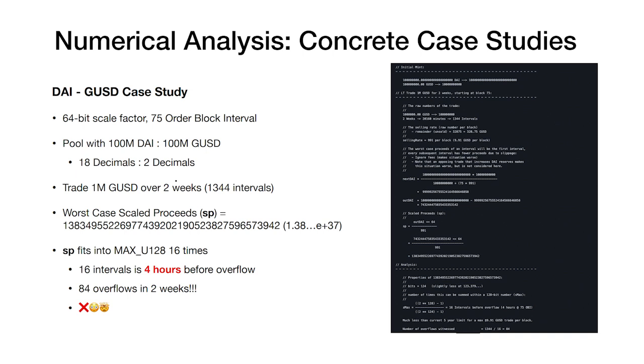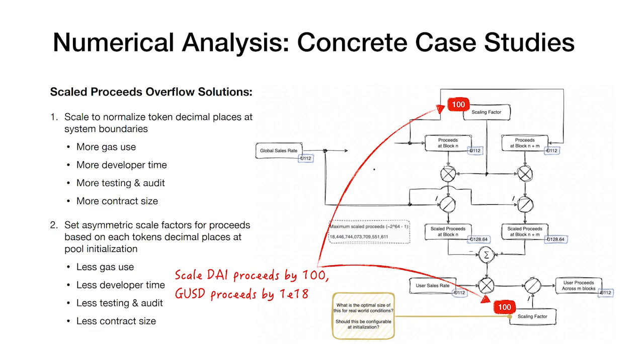What we realized is we had a couple of solutions we could do. We hadn't scaled the internal math, and if we had done it the way Balancer does, it would have added a lot of gas, a lot of developer time, and a lot more to the testing, audit, and contract size. So we came up with an innovative approach that allowed us to just tweak our scaling factors asymmetrically for the 2 tokens in the pool at construction. Let's see what the effect of that is.